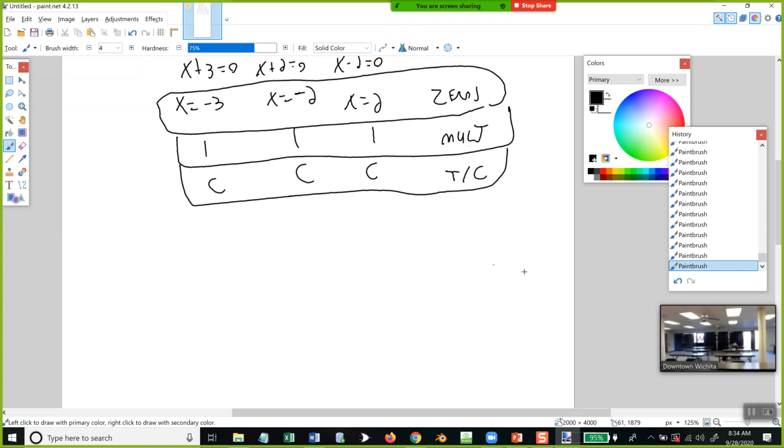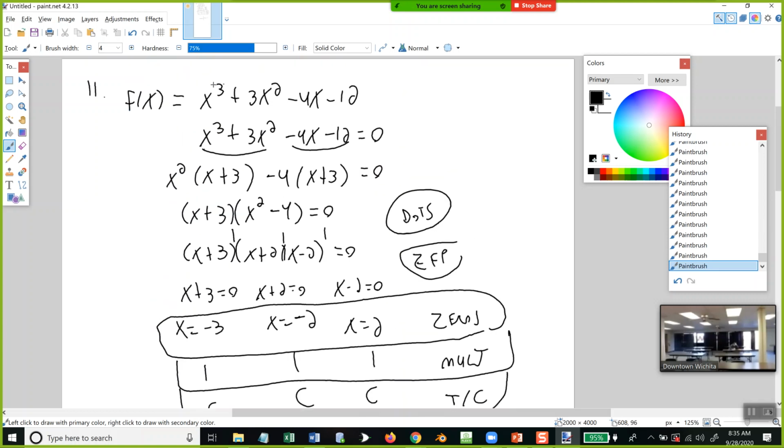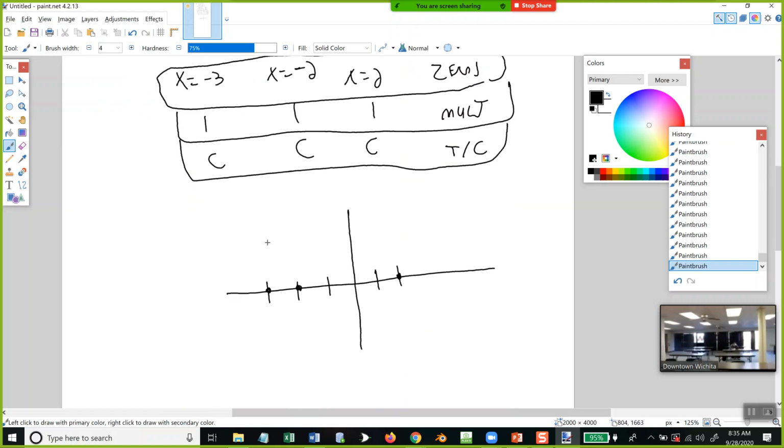If I was graphing this, negative 3, be a 0 there, so I know there's a point there. Negative 2, there's a 0 there, so I know there'd be a point there. Positive 2, I'd know there'd be a point here. If I use my leading coefficient test, I got a leading term of x to the third, so it's a positive coefficient, odd degree, which means down to the left, up to the right.